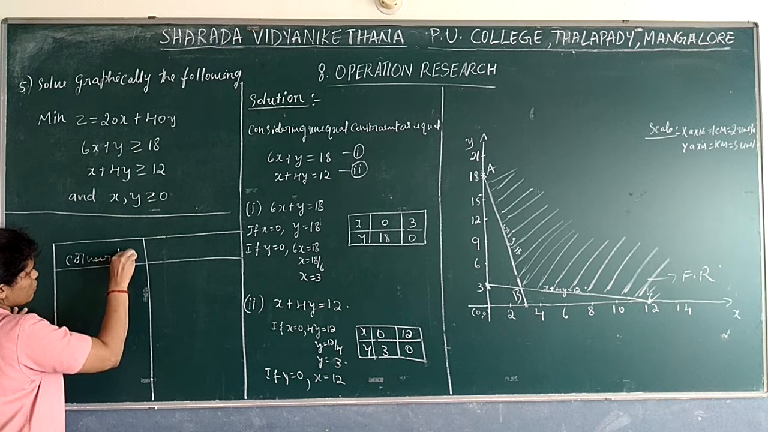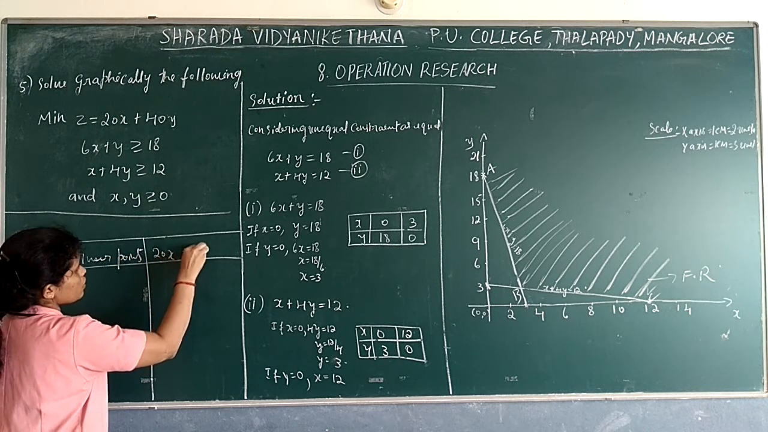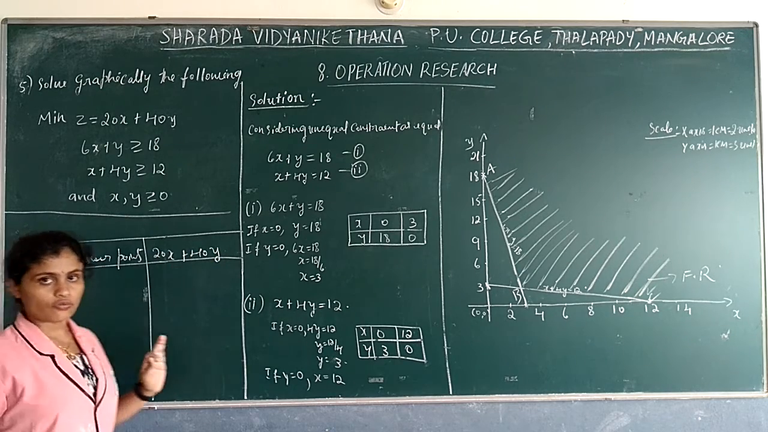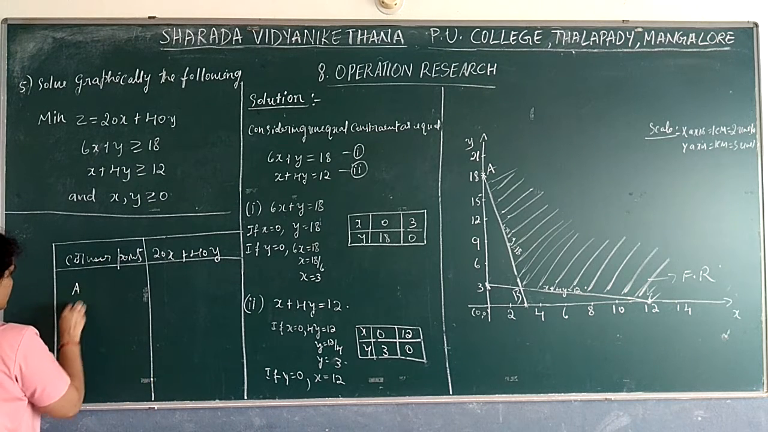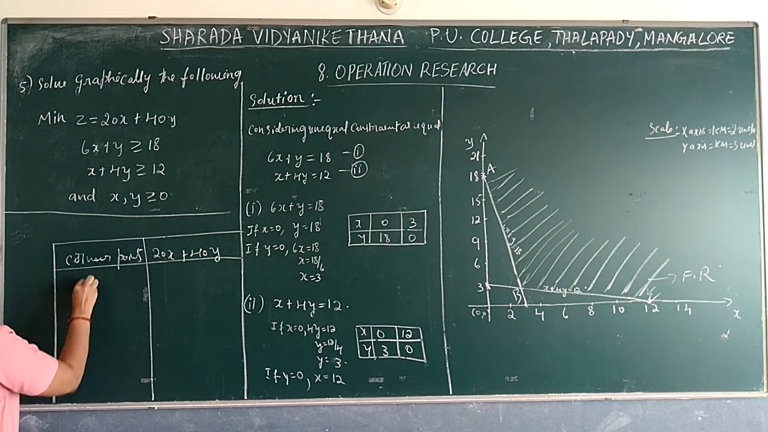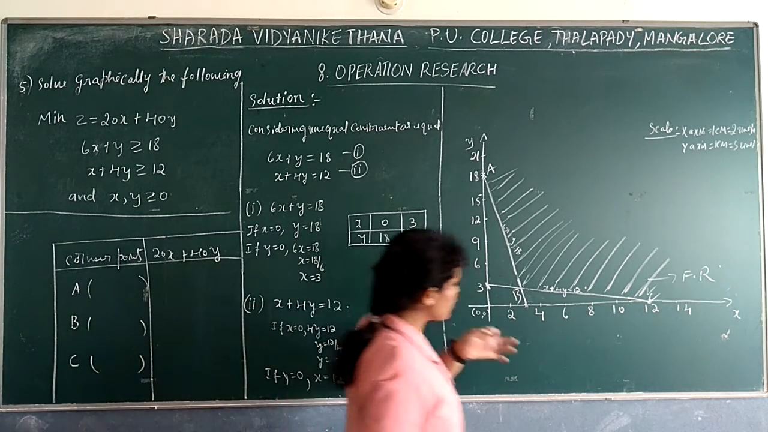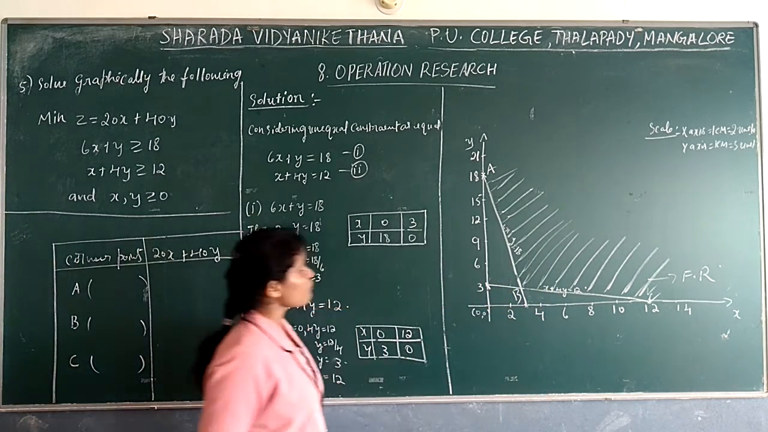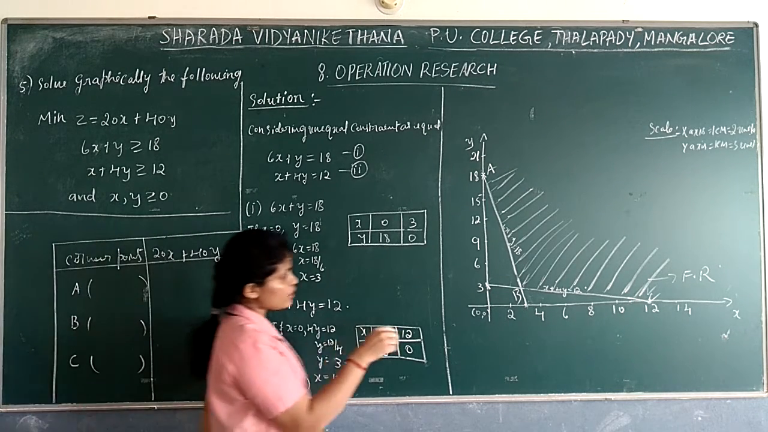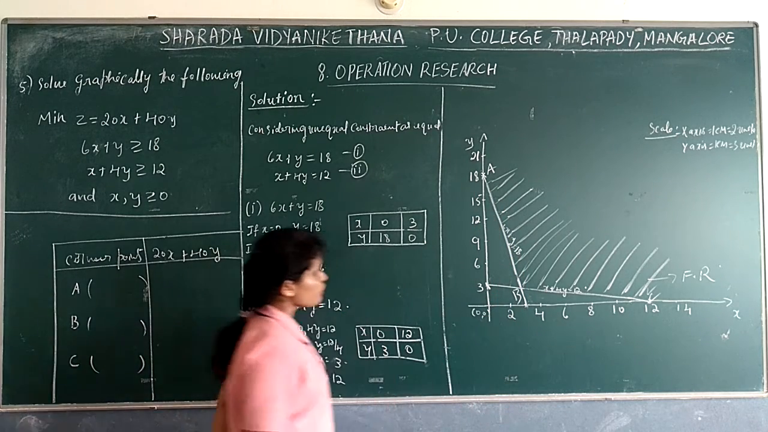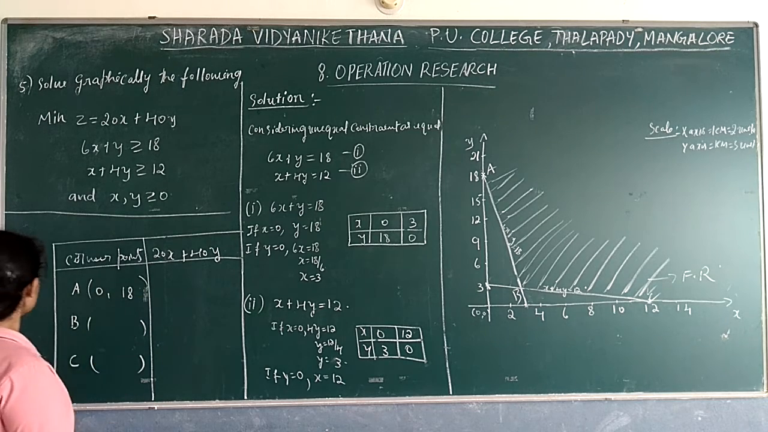Corner points, and what is the equation? 20x plus 40y, and which are the three corner points? That is A, B and C. Now we have to obtain values here. What are the values for A? For A, x we get as 0. Y value we know, that is 18.